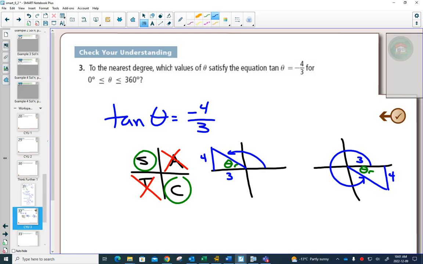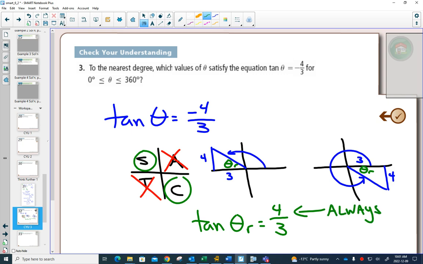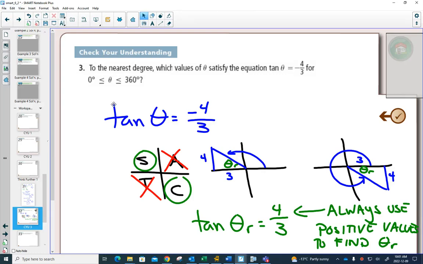And a note that I made for you yesterday is when you write out your equation to find your reference angle, we always use positive values. So even though tan of theta is negative 4/3, to find your reference angle, tan of your reference angle is actually a grade 10 trig question. You've drawn a triangle, you can find that angle.